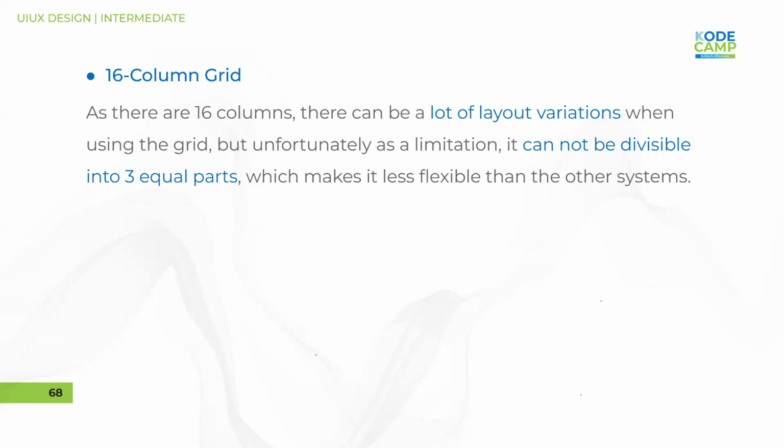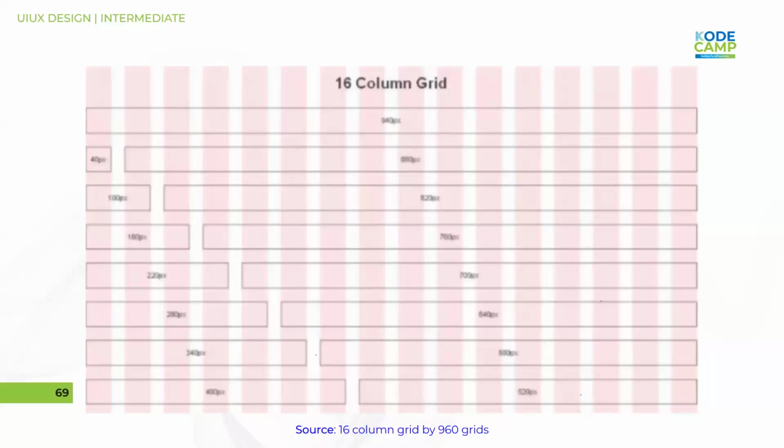Okay, so this particular grid system does not make it that flexible for developers and users. So this is how 16 columns looks like. All right, so this is how it looks like. It's large and well, we see how it is.